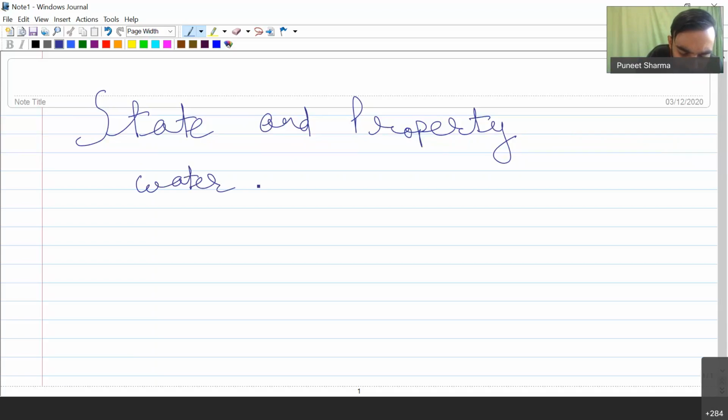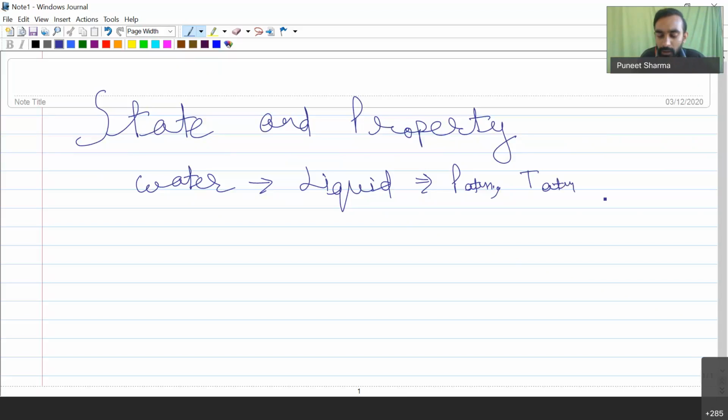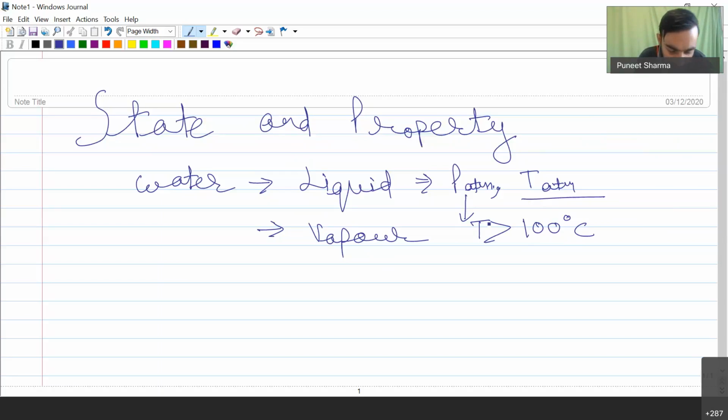Now if I take a simple example, water is a very commonly used liquid. Generally, corresponding to atmospheric pressure and atmospheric temperature conditions, water occurs in the liquid phase. However, if we keep the pressure constant and slightly increase the temperature, to more than 100 degrees Celsius, with the pressure still at P atmospheric, then water will change to the vapor state. We may also have the solid state of water in the form of ice if we again keep pressure at atmospheric and make the temperature less than 0 degrees Celsius.